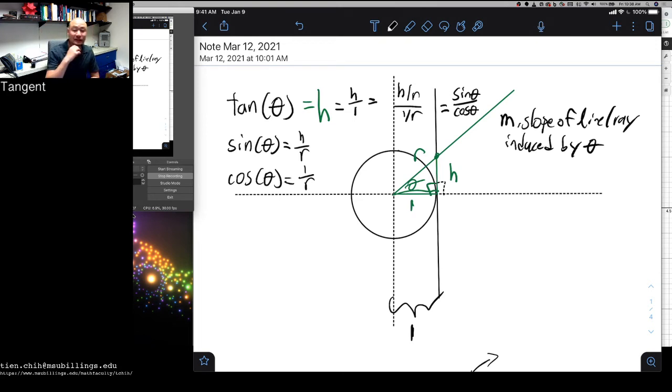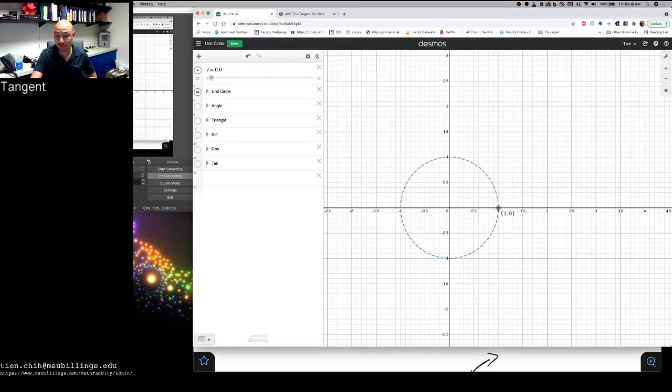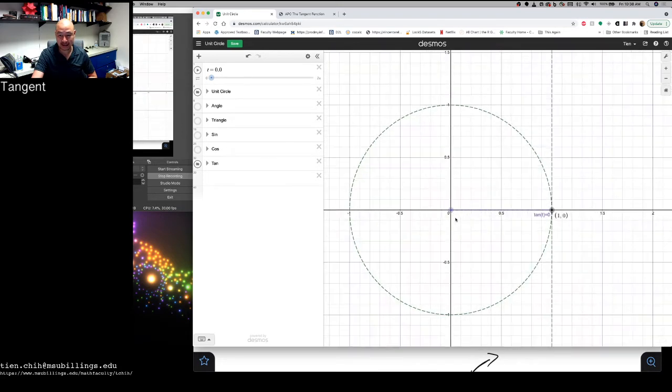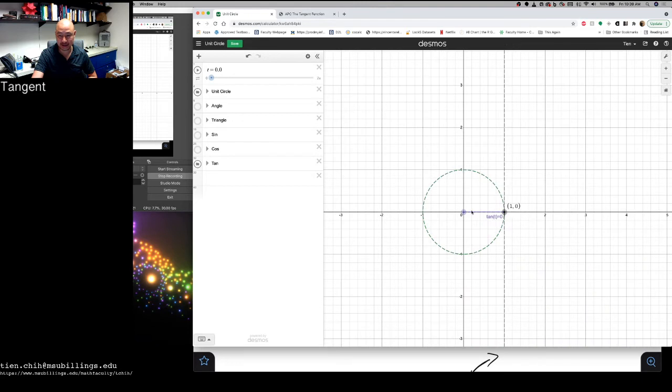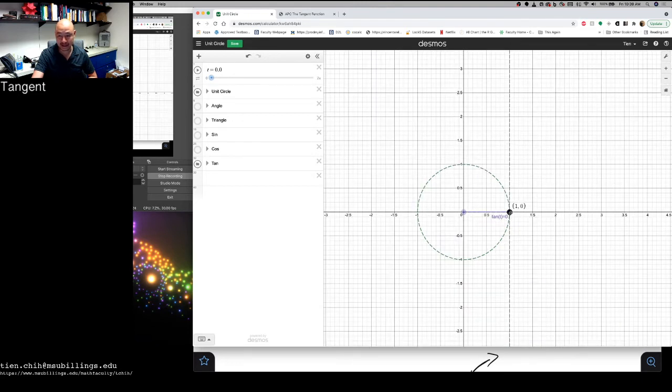Alright, and so let's see what this looks like in general. So here we have a plot of the unit circle, and there we go. We have our tangent line here. Our angle is at 0 radians, and here we have our unit circle. So what's going to happen as I start increasing my angle theta here is that naturally my height increases, right?